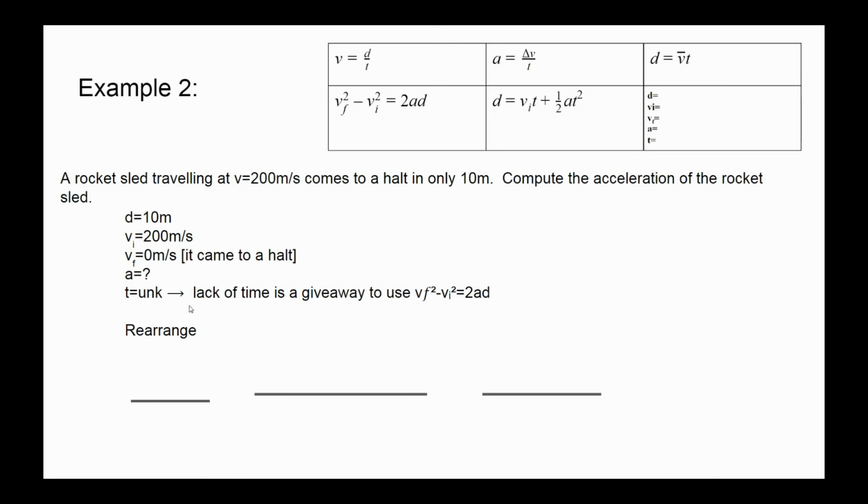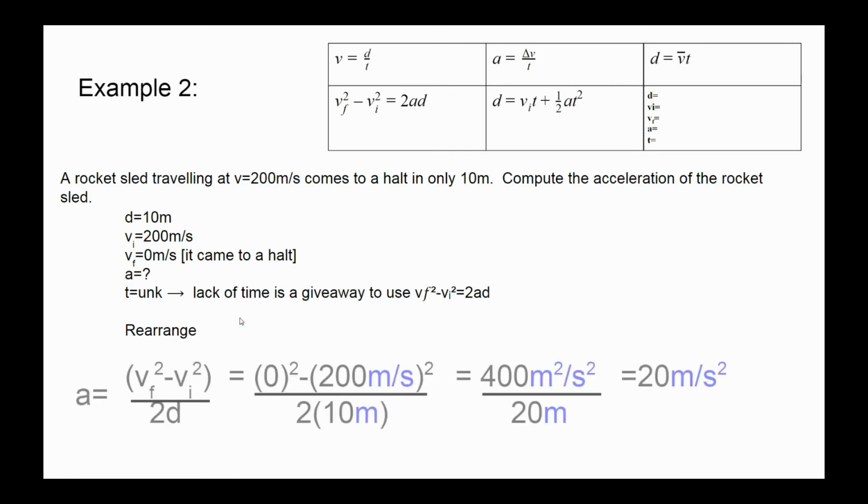There's your giveaway. So we rearrange. At table 1, we have the rearrangement of the equation. Table 2, we substitute in our values. Table 3, we square the top, we arrange it, and table 4 at the end, 20 meters per second squared. So 20 meters per second squared, that's a 2g halt.